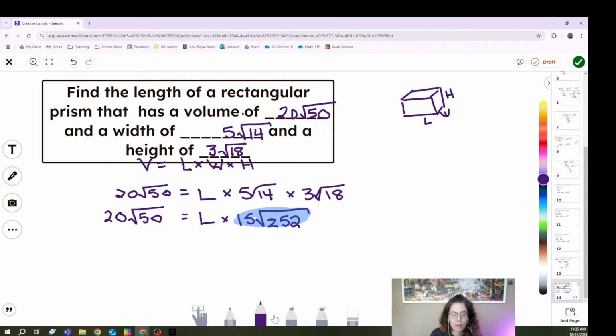It was a 15, just my pen isn't working very good right now today. I was trying to make it the same, and then I got lazy and just wrote over it. So, whatever that comes out to, and of course I could leave it in exact form for the sake of argument just to do the math. I've got 20 root 50 is about 141, rounded to the nearest whole number. 15 root 252 is 230.